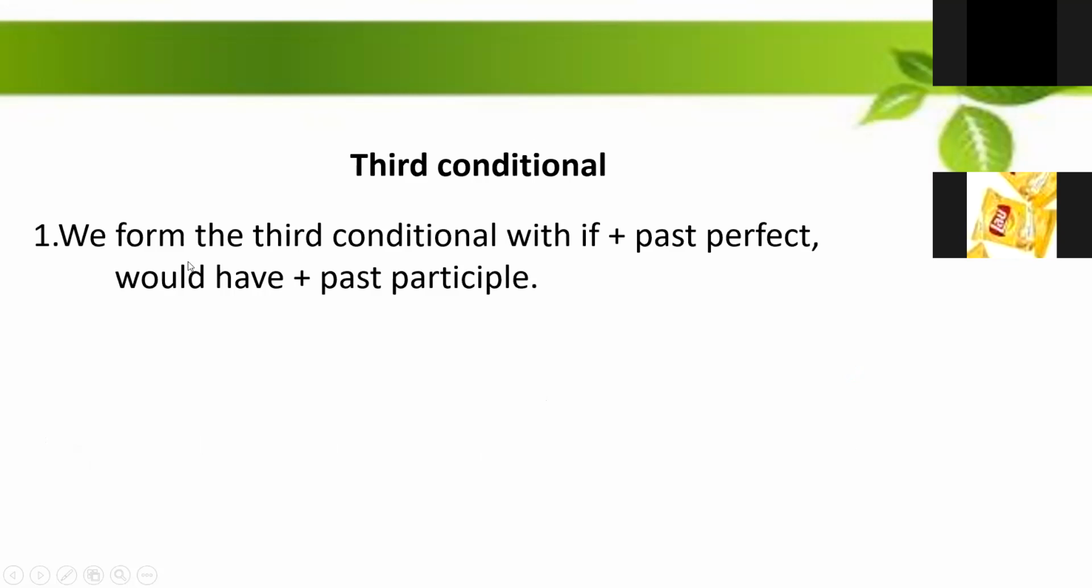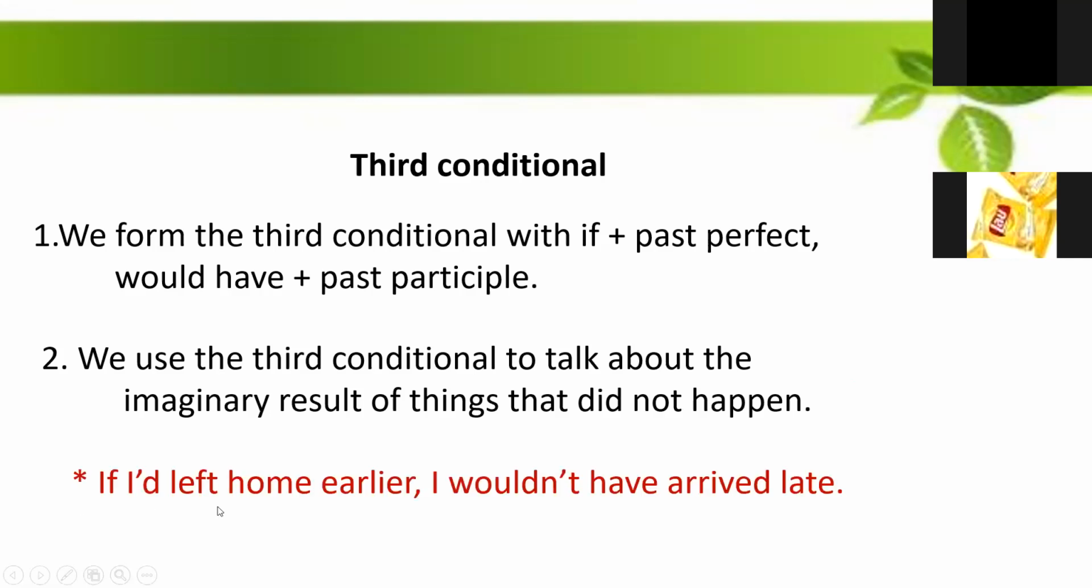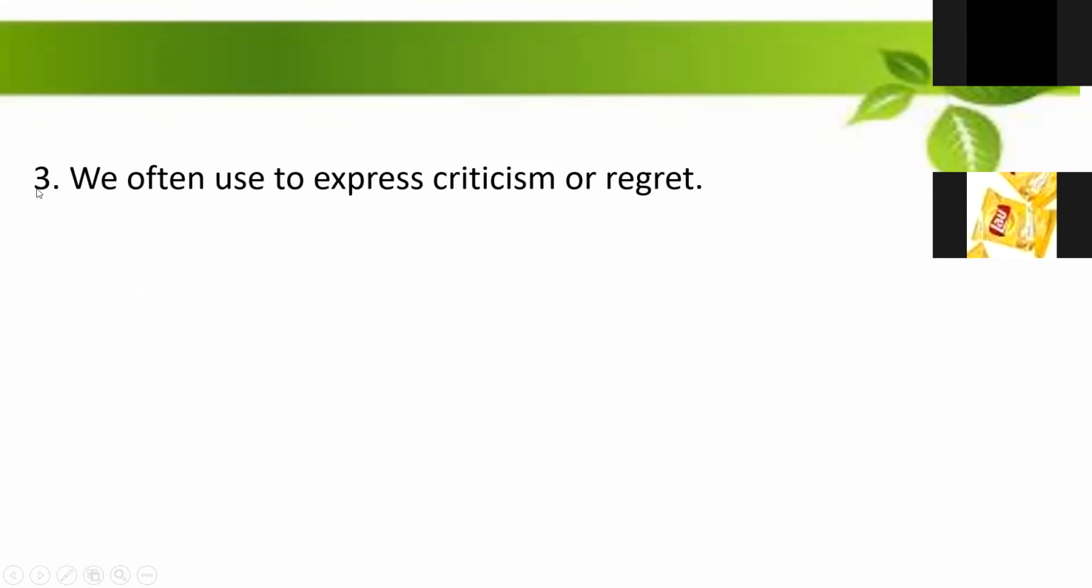So we form the third conditional with if, plus past perfect tense, would have plus past participle. Remember this is the structure so that you can make or answer questions in third conditional. We use the third conditional to talk about the imaginary result of things that did not happen. Imaginary or unreal situations that didn't happen. So we have here an example. If I'd left home earlier, I wouldn't have arrived late. For this one, we often use it to express criticism or regret.